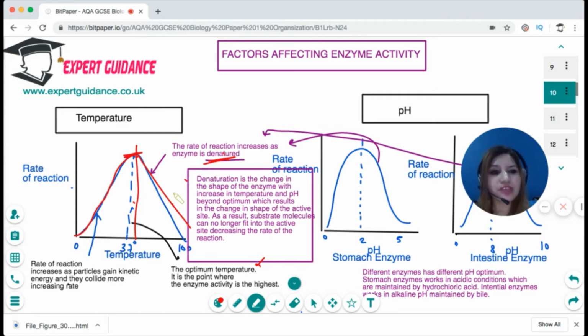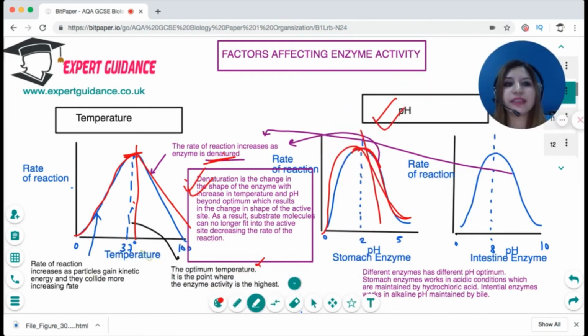So the substrate molecules can no longer bind to it, decreasing the rate of reaction. So denaturation is a change in shape of the enzyme with a change in pH or the temperature. The same effect happens with the pH. As you increase the pH, it increases the rate of reaction up to the optimum, and after that it drops. It doesn't drop as suddenly as with temperature, so we make a bell-shaped curve. And then it again drops. Why? There's a denaturation because the shape of the enzyme changes.